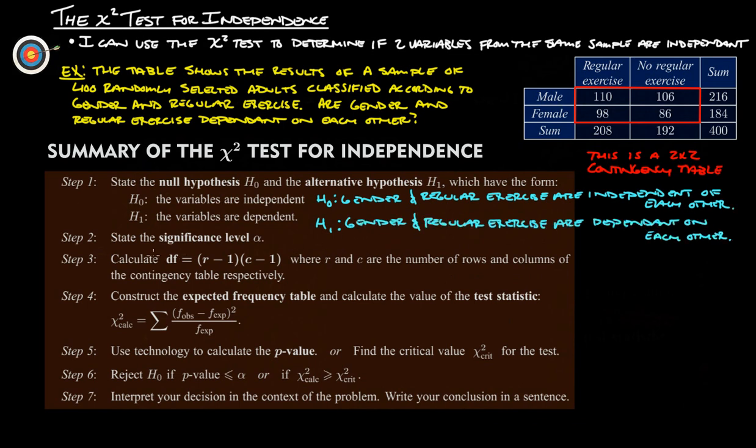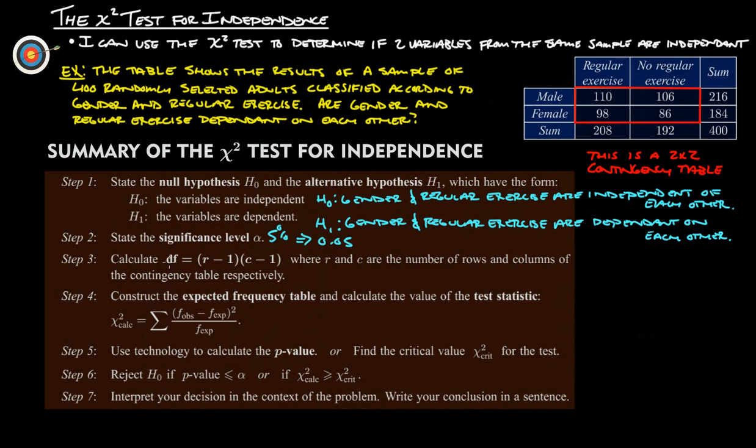State the significance level. We didn't state one up here, so let's just say our significance level, a very common one, is 5%. We would write that as 0.05 is our significance level.